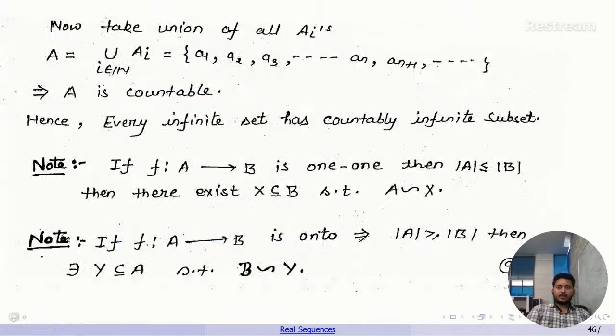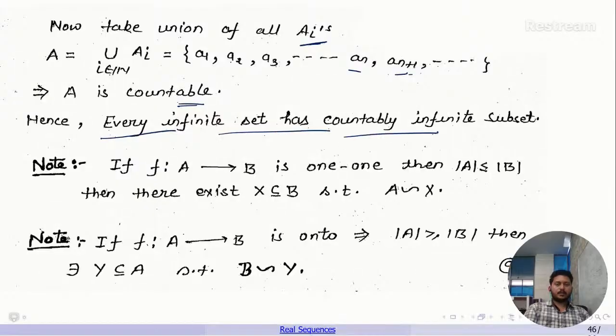Now move on to the next part. Now take the union of all the Ai's. Take A, which is equal to the union of Ai for i belonging to the natural numbers, which is equal to A1, A2, A3, with these elements we put here. So we say that it is countable, which means every infinite set has a countably infinite subset. Do you understand this? Keep it in your mind.